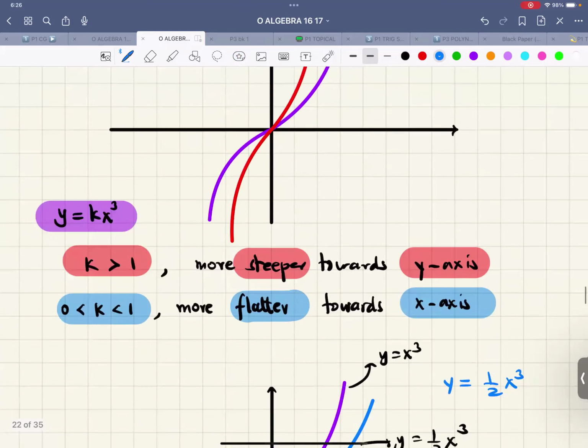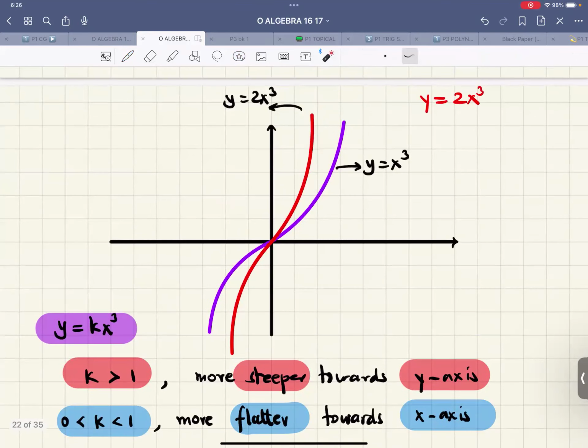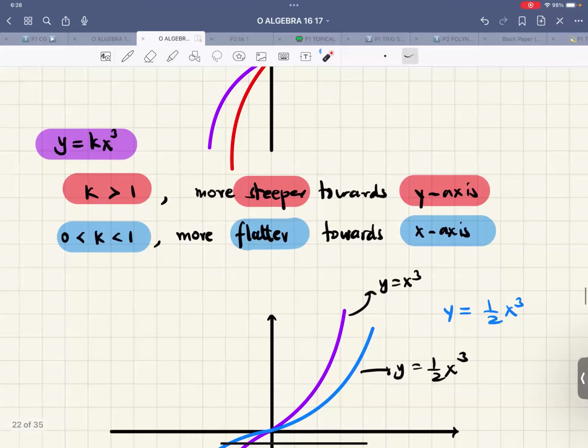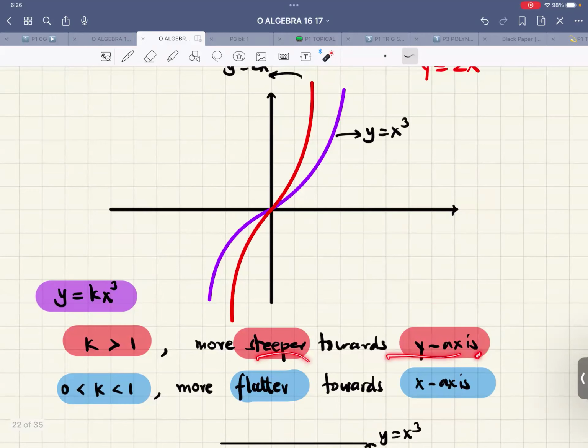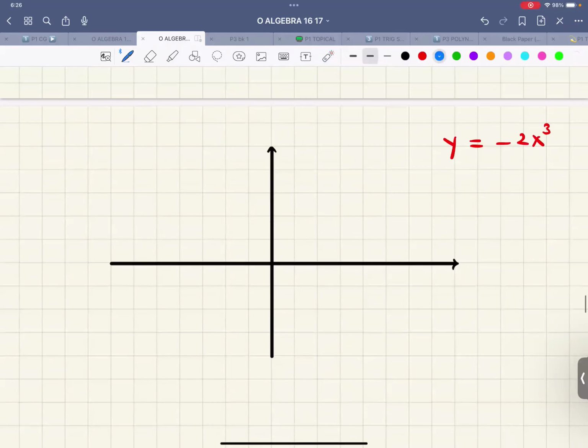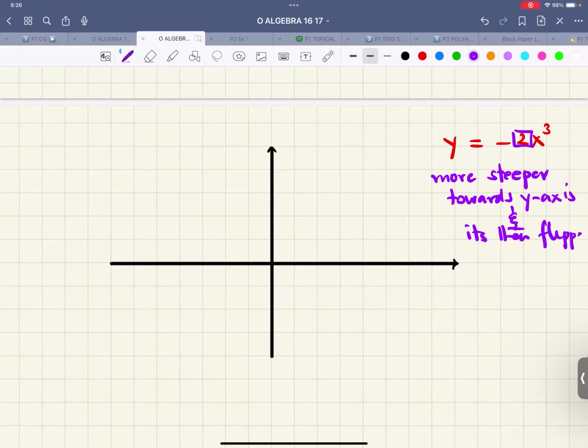So -2x cubed is basically the same thing as 2x cubed and flipping it in the x-axis. This goes like this. So basically, it is a combination of two things. Not only is it steeper towards the y-axis, it's flipped in the x-axis. Let me write it down. So because of this 2, this is steeper towards the y-axis, and at the same time, it's then flipped in the x-axis.